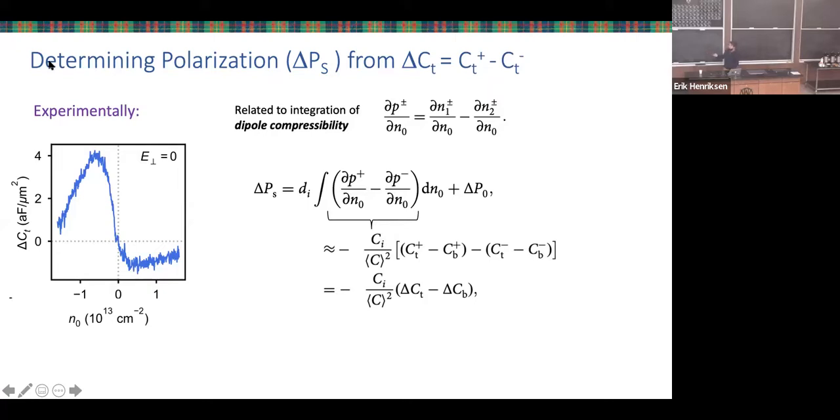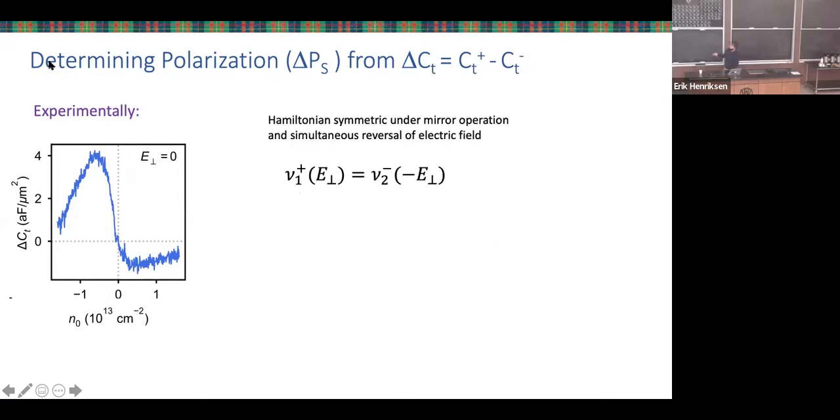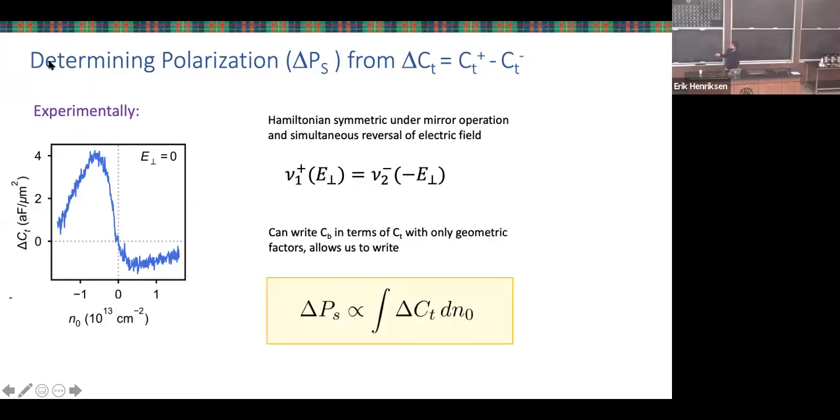Okay, that's maybe problematic, but our Hamiltonian is actually symmetric under inversion and under a mirror operation, and also switching the direction of the electric field. Okay, so we can actually use our data to infer what this nu 2 is based on what nu 1 is. Okay, and therefore that means that we don't have to measure the back gate capacitance. We can actually get a result just from measuring the top gate capacitance.